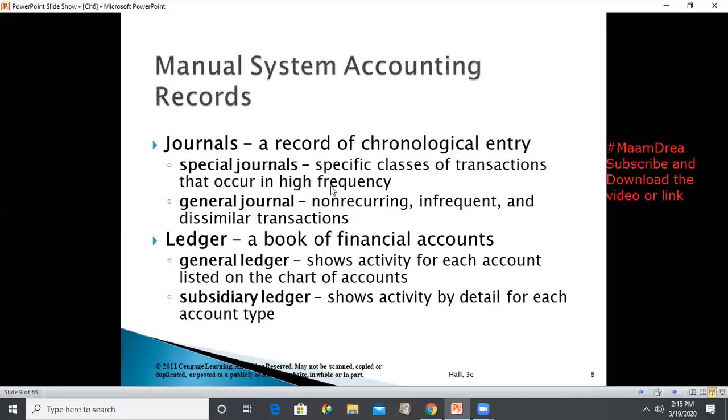So the general journal, from our Accounting 101, is usually for the non-recurring or infrequent and dissimilar transactions. What are those? For example, the periodic depreciations and the closing entries. In the general journal are the adjusting entries. So this is also recorded chronologically, and as a practical matter, sometimes we use a journal voucher system.